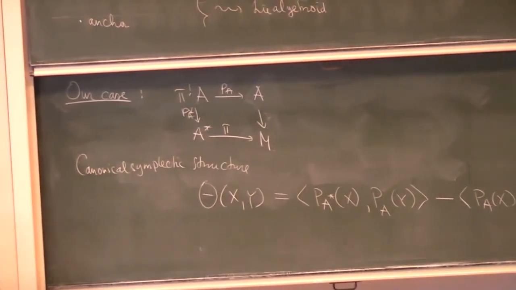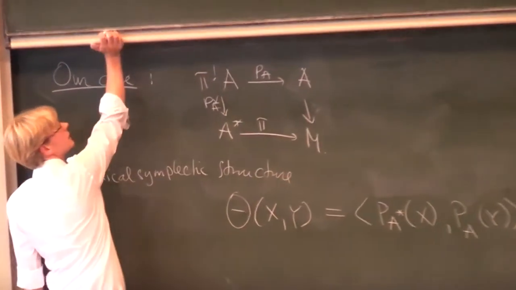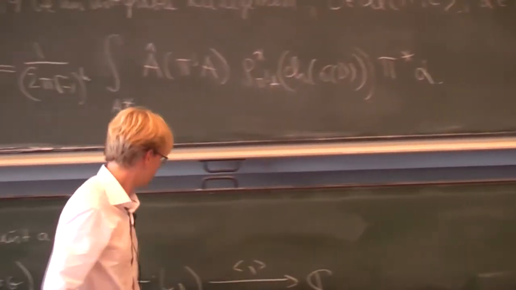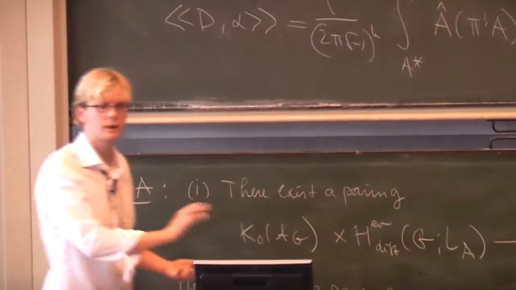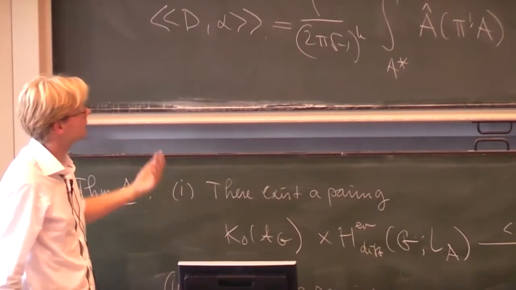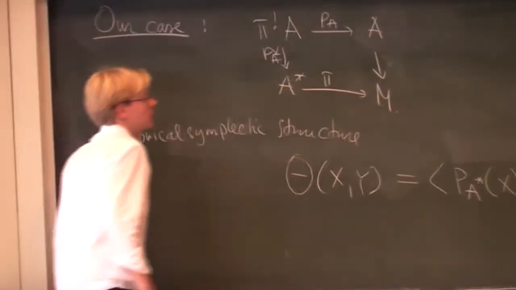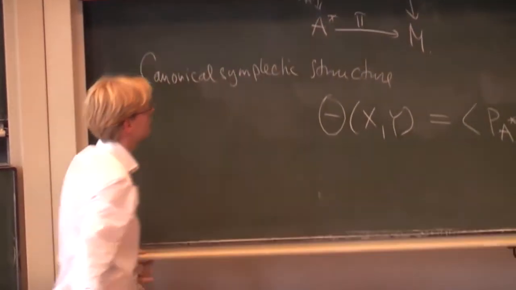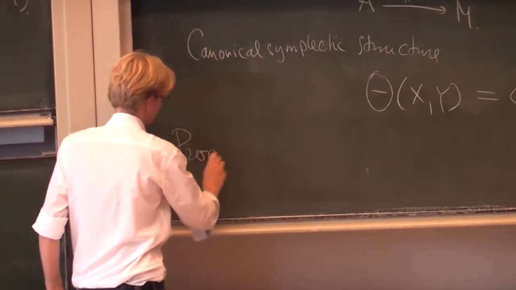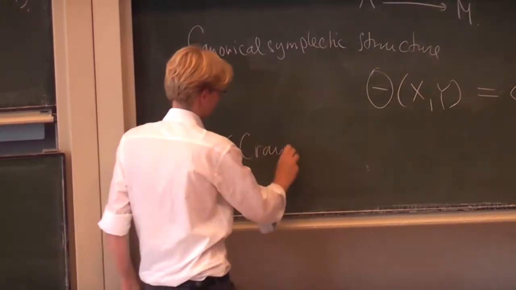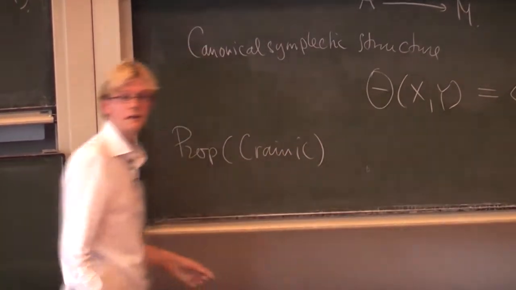And so one thing, since I'm working with Lie algebroid cohomology, I want to make sure that by using this construction, I don't lose all the information in Lie algebroid cohomology. But from a result of Marius Crainic, in fact, we can deduce that it doesn't.